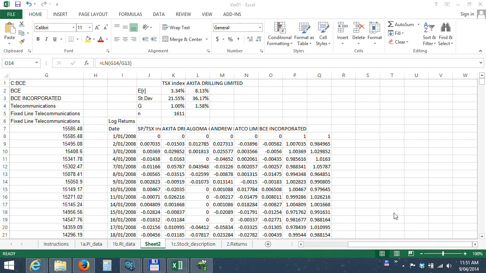Hello everyone. In the previous tutorial we looked at how to estimate expected return and standard deviation, as well as the geometric mean on each of your securities. In this tutorial I'll show you how to estimate the volatility of volatility.